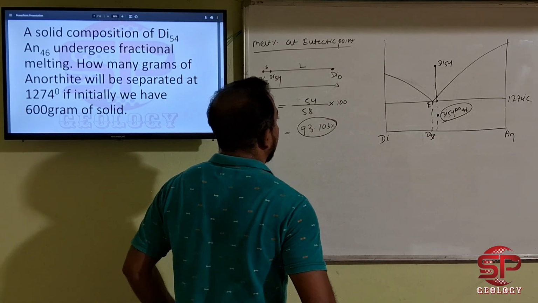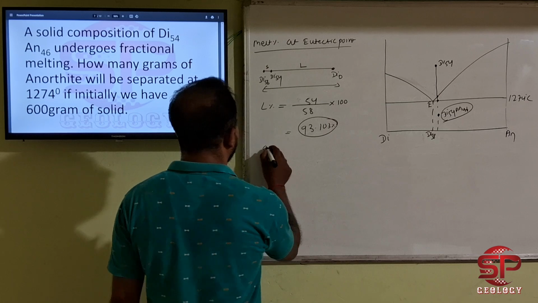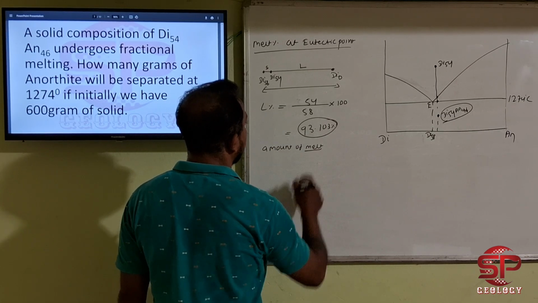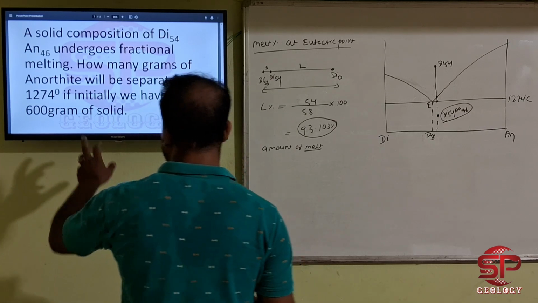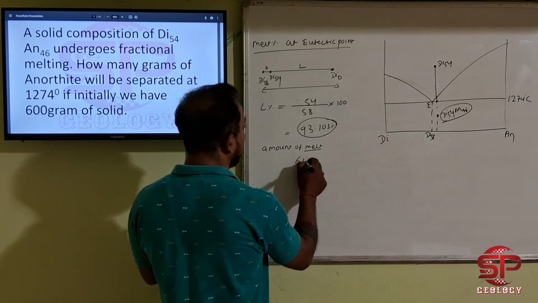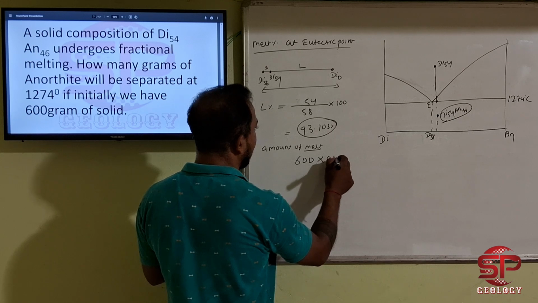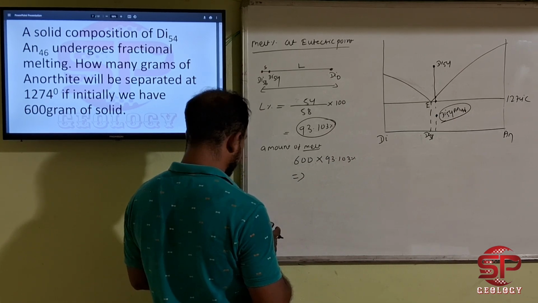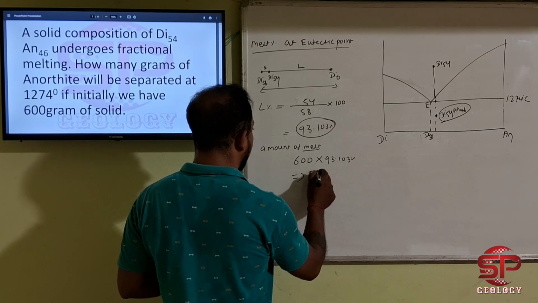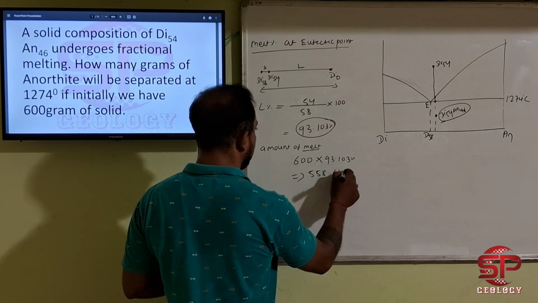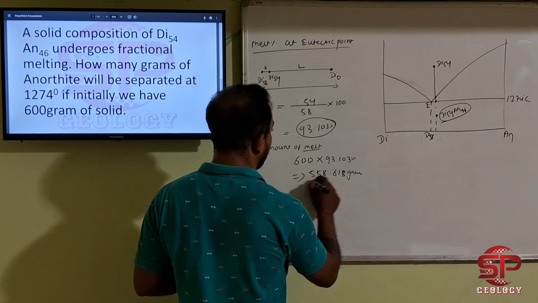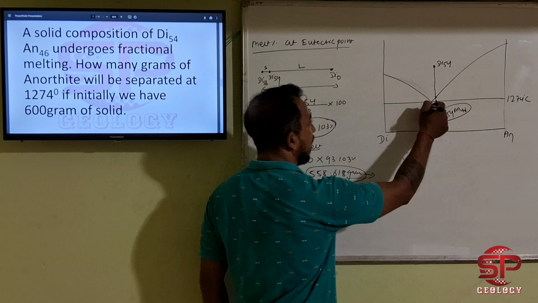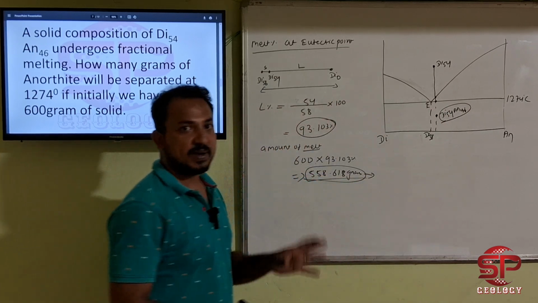So what will be the amount of melt? It will be 93.103% of the initial solid we have taken. The initial solid is 600 gram. So 600 gram into 93.103% will be 558.618 gram. So this much melt will be produced at the eutectic point, and it will be separated from the system.